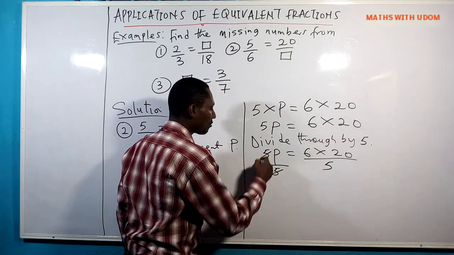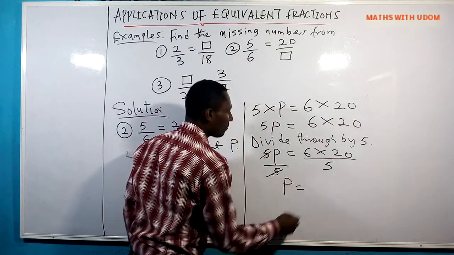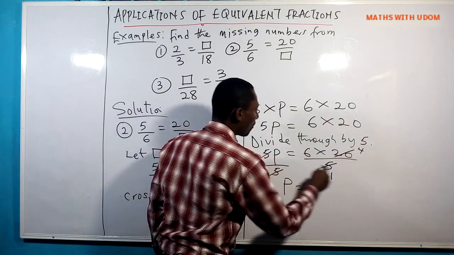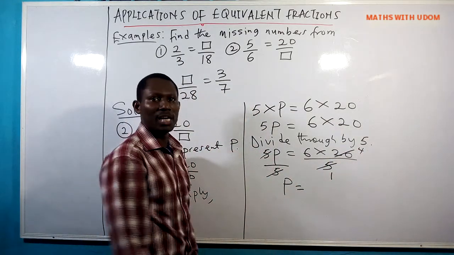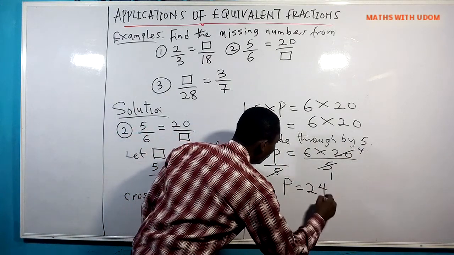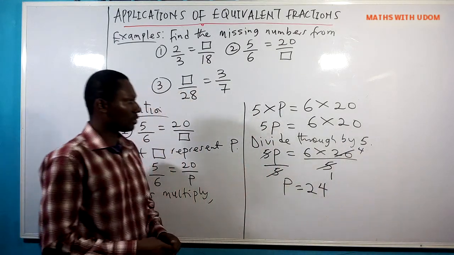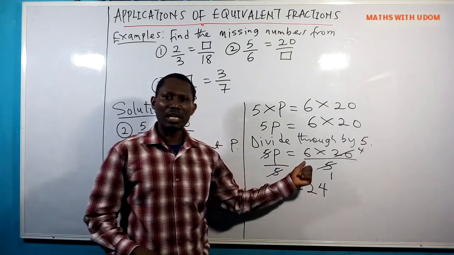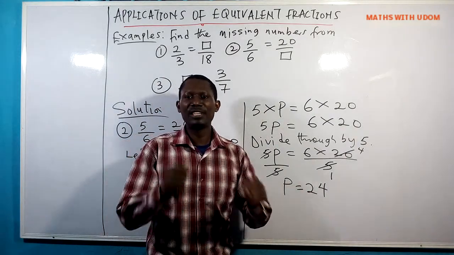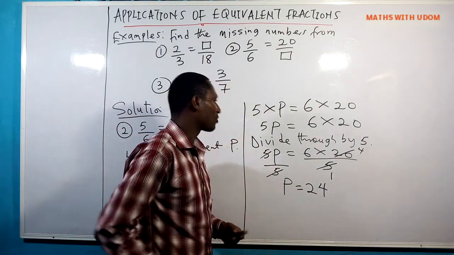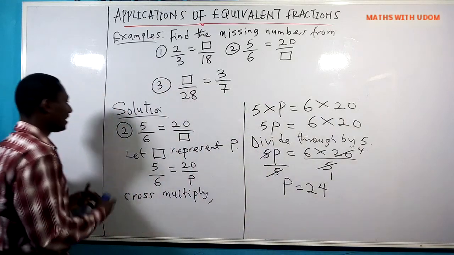5 cancels 5. What is left here? P. How many 5 can go in 20? 5 here, 1, 5 here, 4. 6 times 4. You get what? 24. You can see we got the same answer. So for those of you that don't like making numbers to be too large and cumbersome, you can do it this way and still arrive at the same answer. Is that okay? Alright, let's quickly move to the last example.